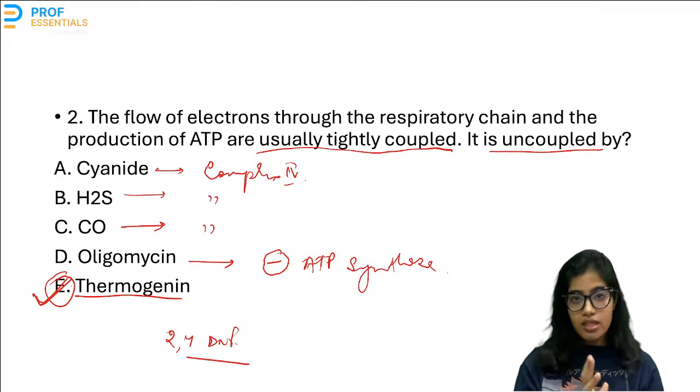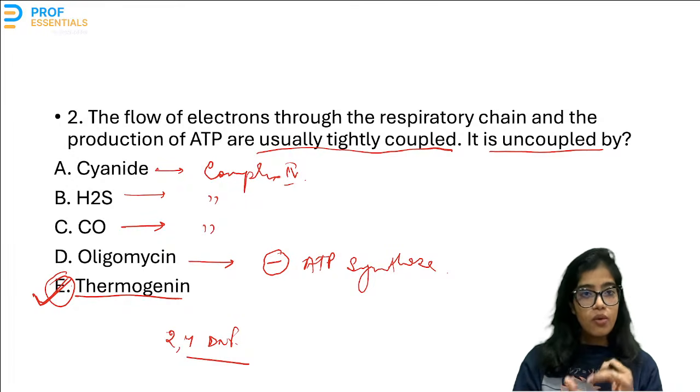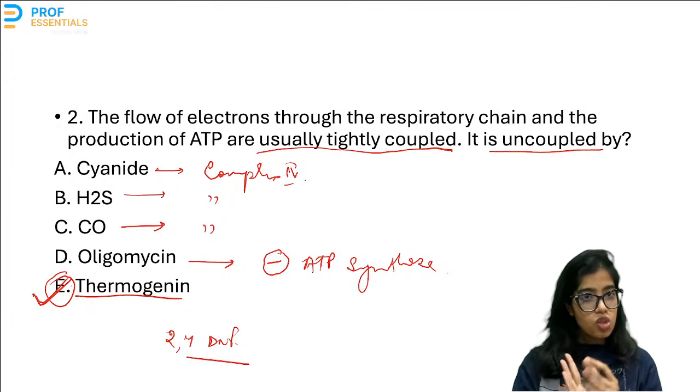Understood? So all these things, why? Because F0 is the proton channel. So these were the things that we discussed. I hope with this you can go back and revise, or you must have already revised. So this is very easy for all of you. These 2 units must be very clear to all of you.